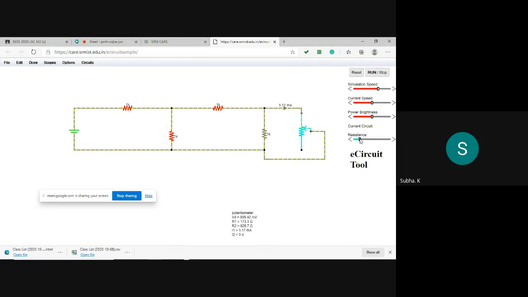I will keep it at 200. How much is this value? That was 1 into 4.98. 4.98 milli, I think.